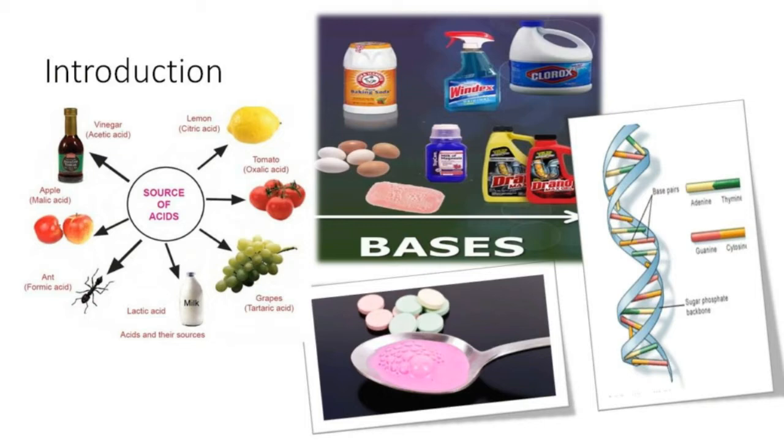For example, among the medicines we use, aspirin is acidic and antacids are basic. Similarly, many biological molecules are also either acids or bases. Dietary fats are acids and the chemical compounds in DNA are bases. So in this lesson, we will study the properties and uses of acids and bases, neutralization of acids and bases, and acid-base indicators. Come, let's enter into the lesson.